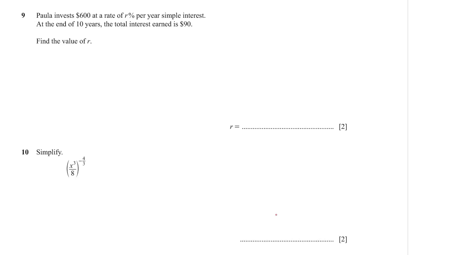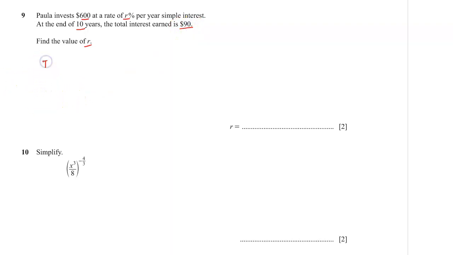Number 9. Paula invests $600 at a rate of R per year, simple interest. At the end of 10 years, the total interest earned is $90. Find R. We have 600, the rate is that, the period is 10 years, and the interest earned is right there.